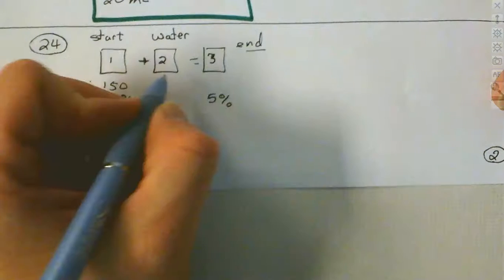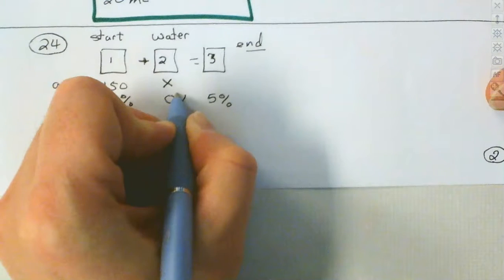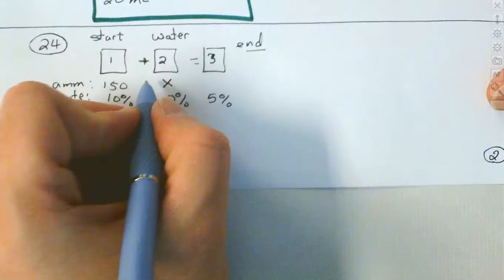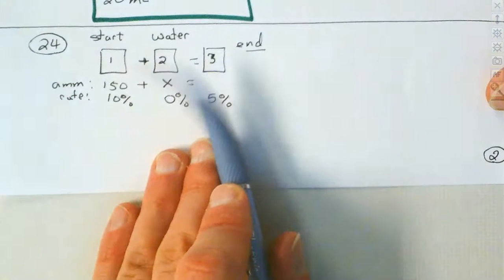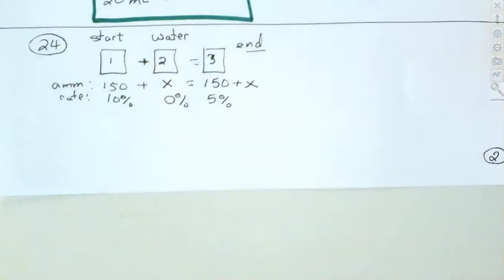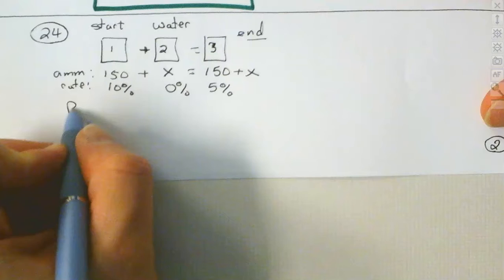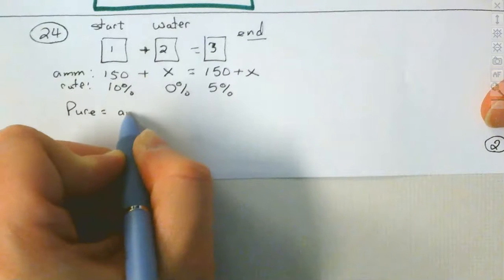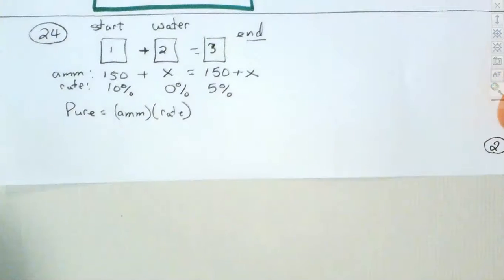Do I know how much water I have to add? No. But how much essential oil is in water? Again, 0%. These add together. The way I remember is 1 plus 2 is 3. So adding those together, that's 150 plus x. These add across. Now we can build our equation. So let's go ahead and build our equation, and that's going to be our pure. Pure is the amount times the rate.